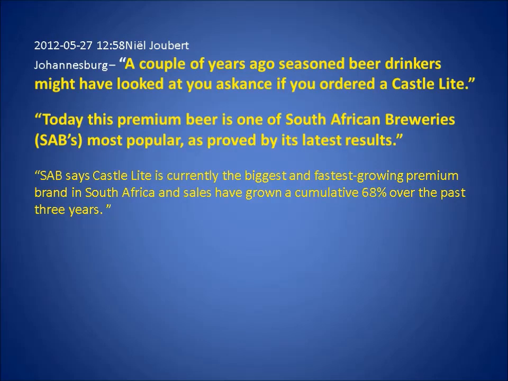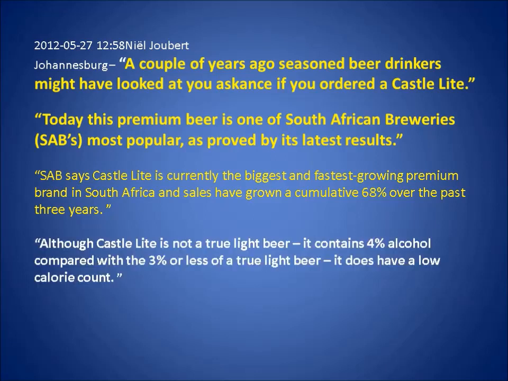Today, Castle Light is one of South African Breweries' most popular. Castle Light is the biggest, the fastest growing premium brand in South Africa, and sales have grown cumulatively over the past 3 years. But here is the kicker. Although Castle Light is not a true light beer, it contains 4% alcohol compared with 3%. Of course, lagers contain 5%. It does have a low calorie count. So, SA Breweries took Castle Light, made a not quite true light beer and actually positioned it into the lager category where it is working.